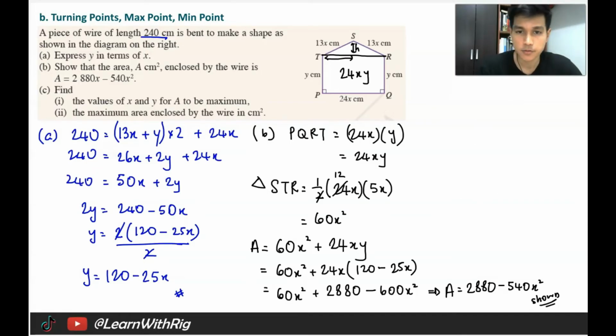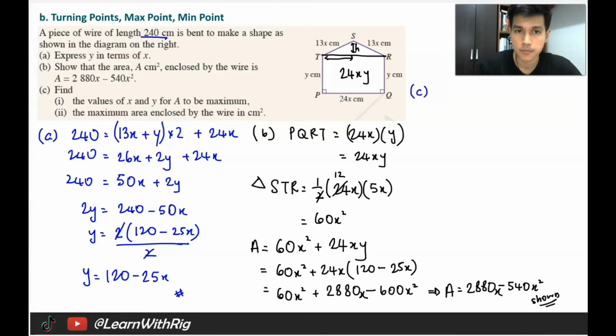Alright guys, before we continue, I just realized I missed something, which is this here. When I was expanding, I missed the value x. When I multiply 24 times 120, you should get 2880x, which I missed just now. My bad. Alright, so now let's look at the next one.